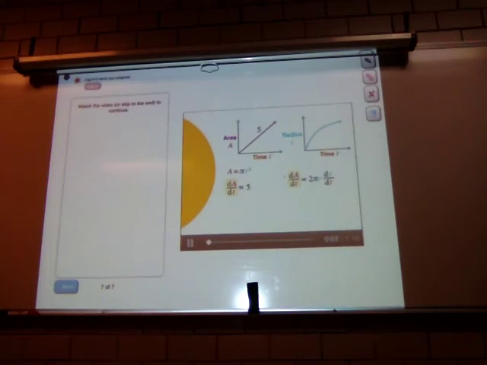Right. Let's quickly see how you got that. First, you plugged in 5 for dA/dt over here. To solve for dr/dt, you divided both sides by 2 pi r. Great. Let's just flip this equation around. So you found that dr/dt equals 5 over 2 pi r.